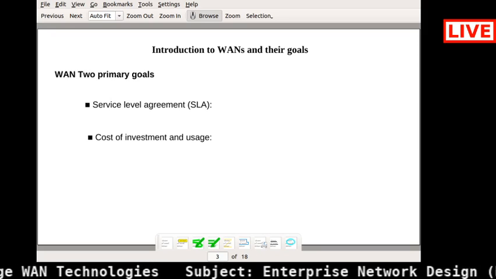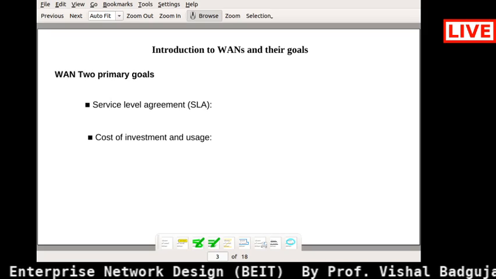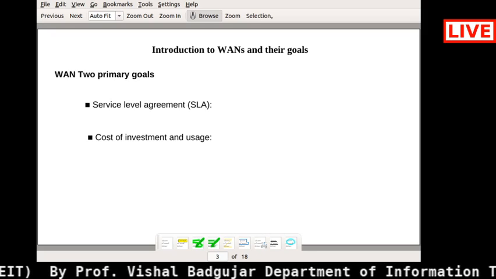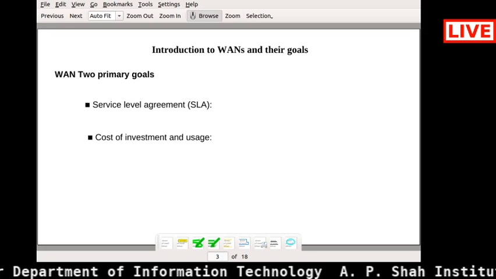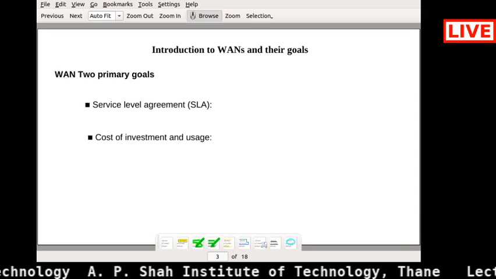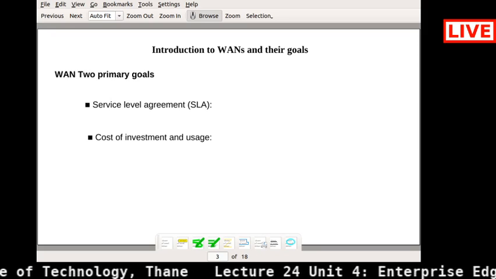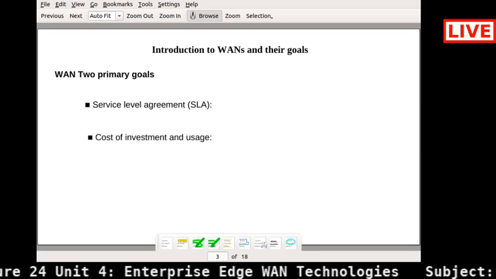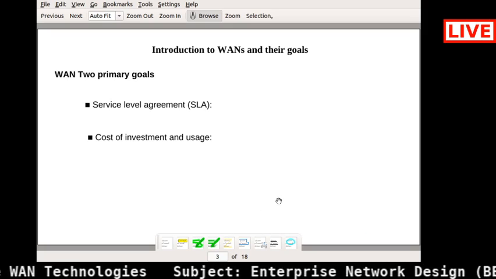Whatever the future application you are going to use, or any future requirements for your particular organization or that particular application, must be fulfilled by that particular WAN technology. And in terms of the investment, the cost of the investment and the usage by the end users must be within the limit of the budget. So which type of WAN technology you are going to select is a very crucial thing for this WAN part.